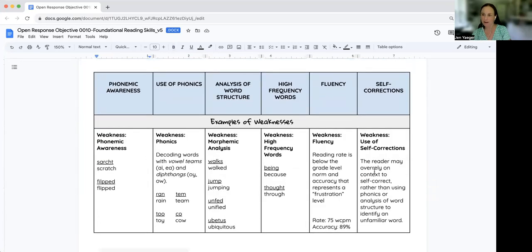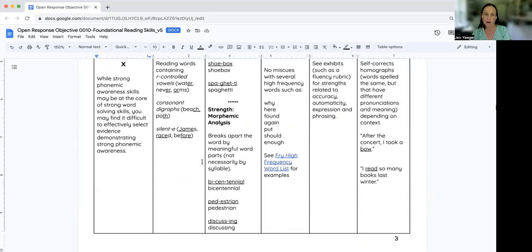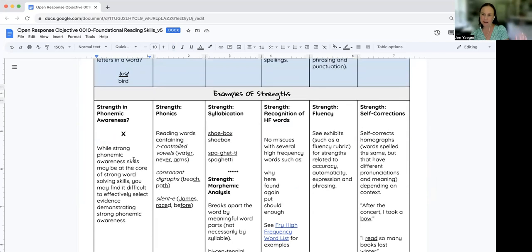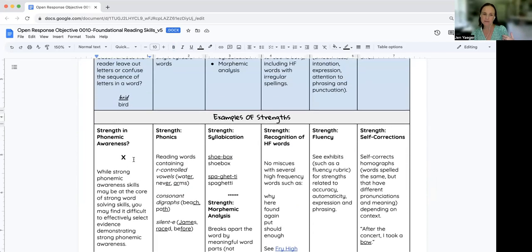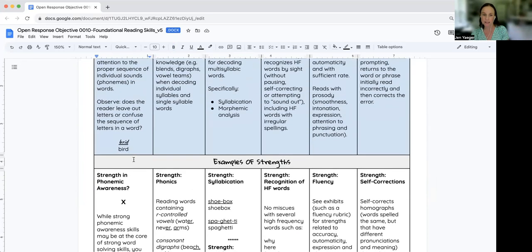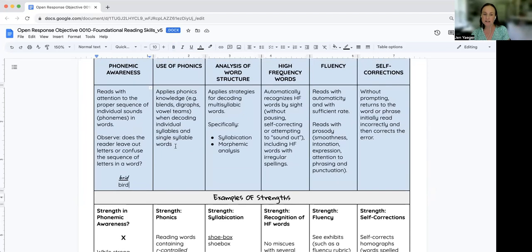You'll see I have a row for strengths and a row for weaknesses. But under phonemic awareness, it's not my recommendation that you speak to a strength in phonemic awareness. It would be harder to articulate, but instead you may notice where there is a weakness. Use of phonics, you can look for words with which the child had no trouble decoding, or where there are no pauses or no sounding out, but they knew it automatically.